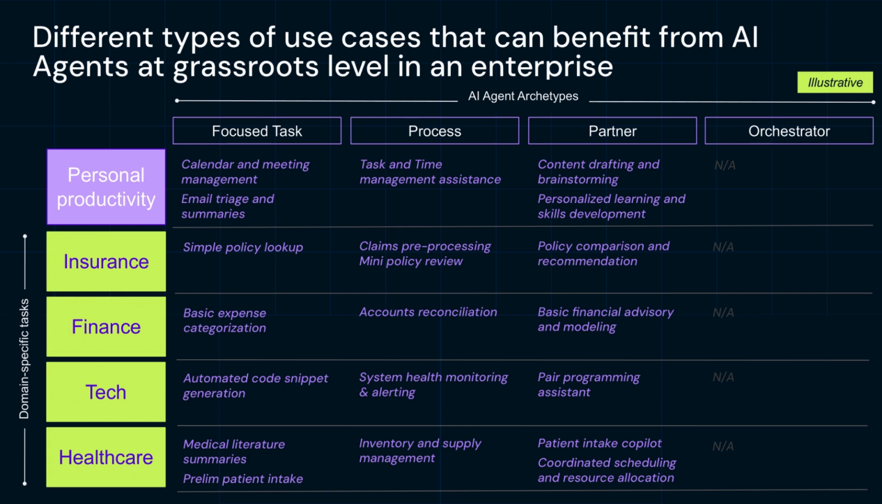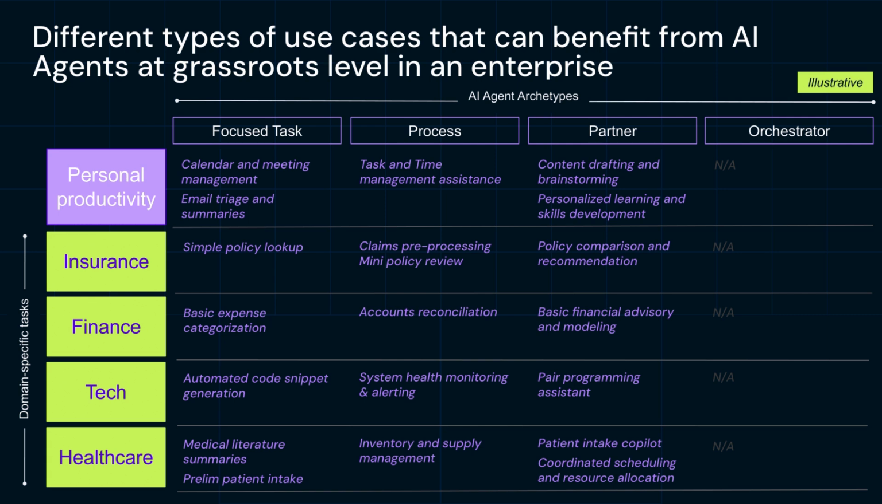The second classification is the domain specific tasks. Now, these domain specific tasks are very specific to what type of domain a user or an employee works on. And here I'll take some illustrative examples from insurance, finance, tech, and healthcare domains. But there are a plethora of use cases that can apply to many more domains. So let's talk about insurance.